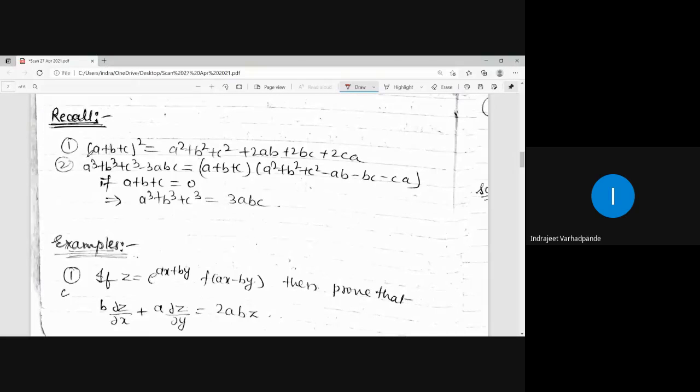So these are the important formulae. A plus B plus C whole square is this. A square plus B square plus C square. A cube plus B cube plus C cube minus 3ABC is this important formula.